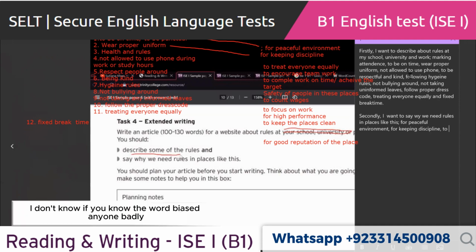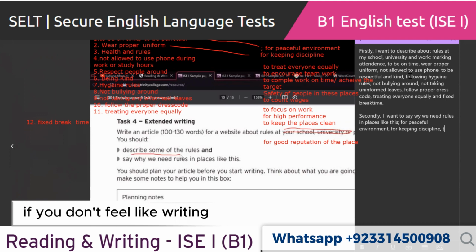I don't know if you know the word bias, or being unbiased. It means not treating anyone badly, being kind and fair. People on this level don't know that word, so I need to use the most basic English that one could use.